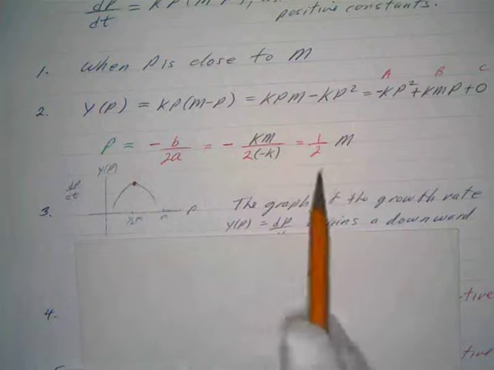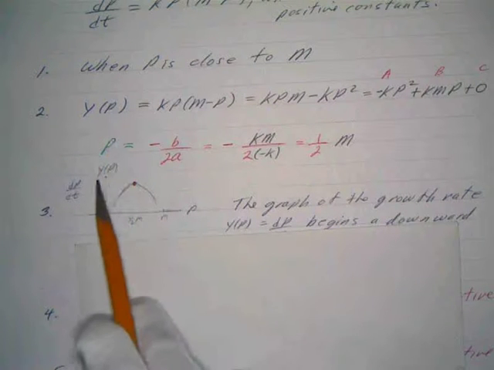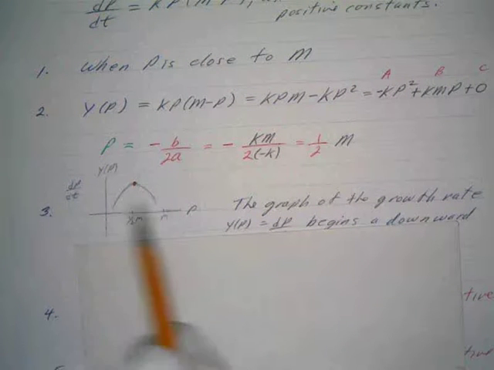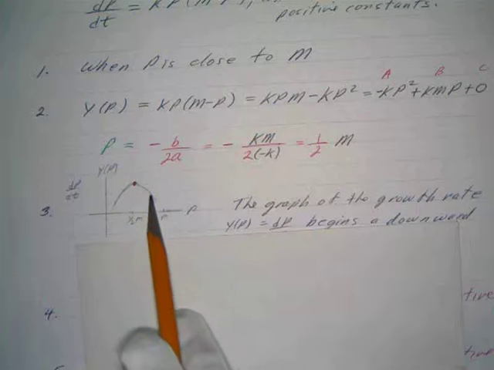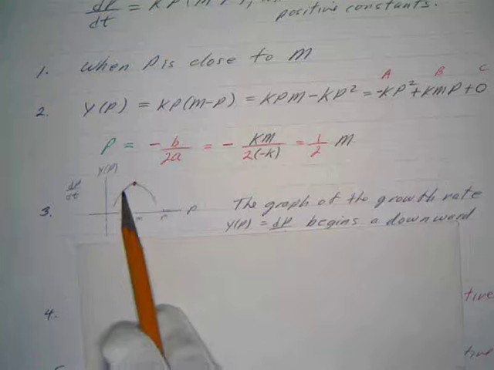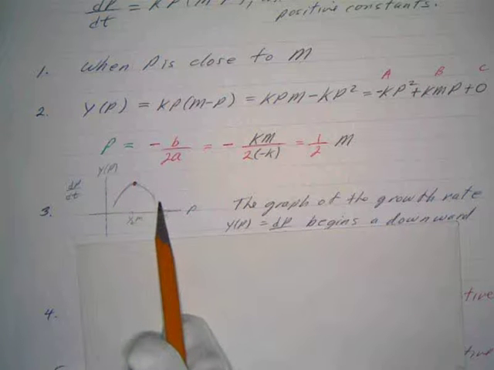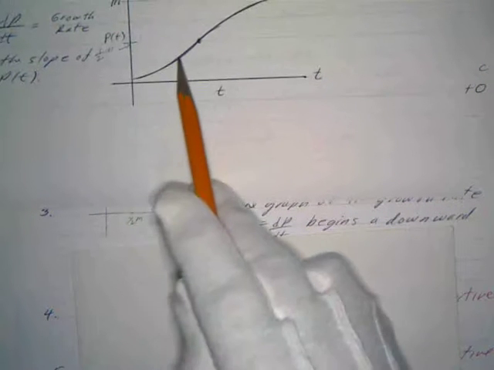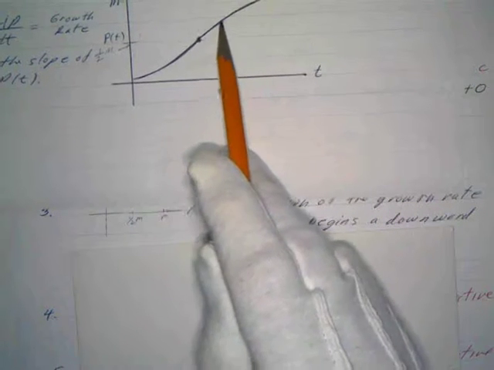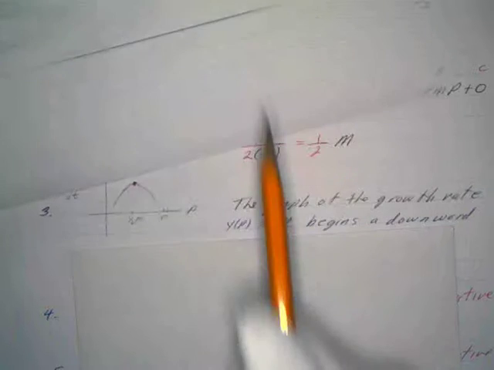Now I just drew a sketch of this function. This is y of p, which is actually dP/dt as a function. You can see that at half m, that's the vertex, and it goes down. So the rate of change is increasing, increasing, and now it's decreasing, decreasing, just like the slope of my original graph. Again, if you look at the slope of the original graph, the slope is increasing until I get here, then it's decreasing. Okay?